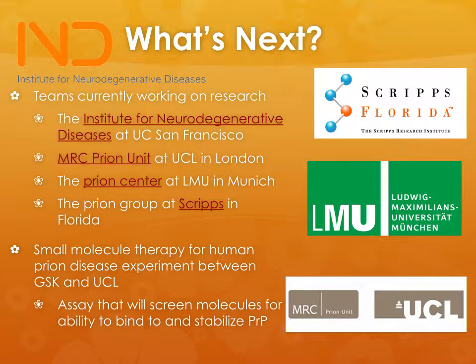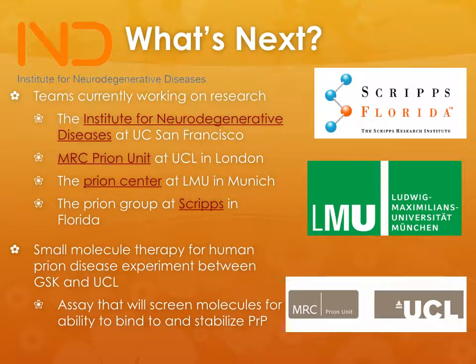But I'd like to highlight one initiative of particular interest. It involves a collaboration between GlaxoSmithKline, a London-based pharmaceutical company, and the MRC Prion unit at University College London. In an effort funded by the Department of Health, GSK and UCL are working to identify effective small molecule therapy for the treatment of prion disease in humans.